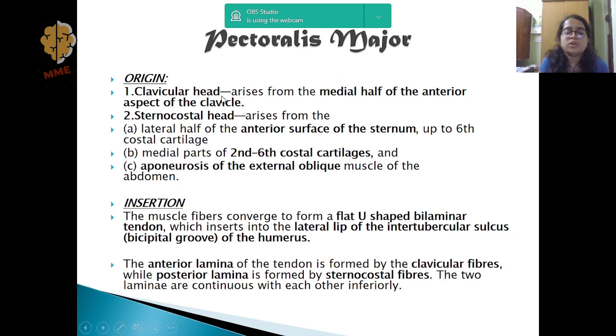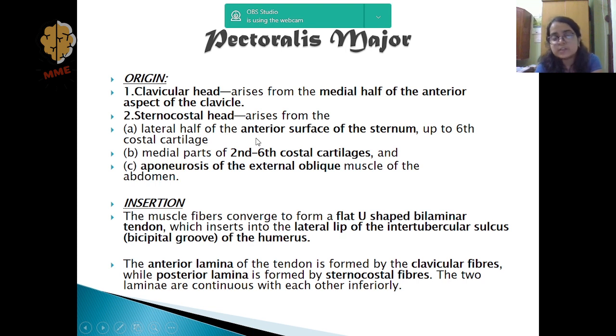So now we come to the origin of pectoralis major. The clavicular head arises from the medial half of the anterior aspect of the clavicle, or better to say, it arises from the anterior surface of the medial 2/3 of the clavicle. While the sternocostal head arises from the lateral half.